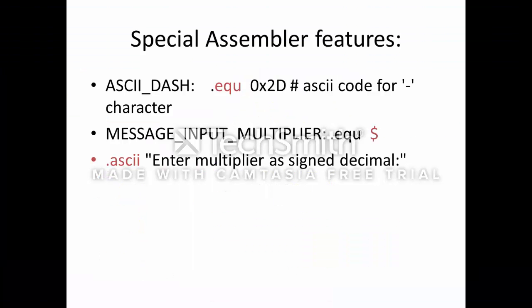Here are the 3 special features of my assembler. I am using .equ as a memory address assignment operator for the assembler. I am also using the $ sign as a variable with the current memory address location. I am using the .ascii directive for storing an ASCII string in memory.